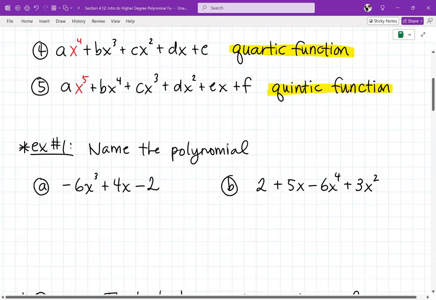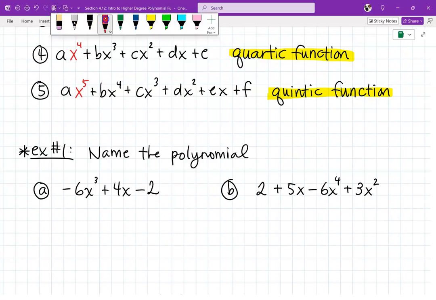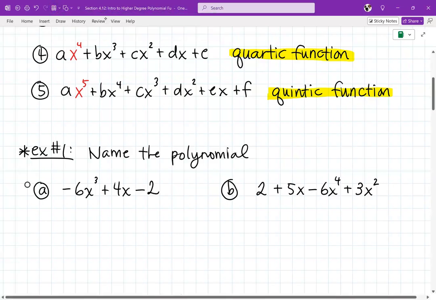So there will be questions like this on your homework, okay? It's almost as ridiculous as it seems, but they're going to ask you, and be careful, okay? Name the polynomial. Your job is to find the highest degree or the highest power. We're going to talk about degree in a bit. We're going to look for the highest power, and then based on that highest power, what do we call it? So what's the highest power on example 1, part A?